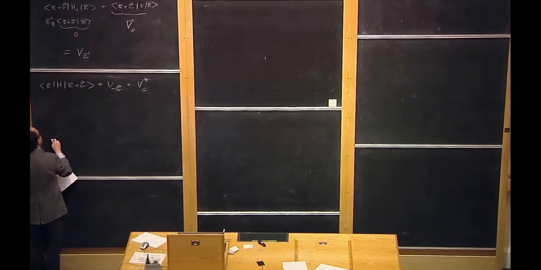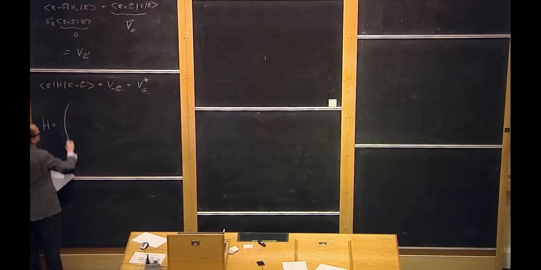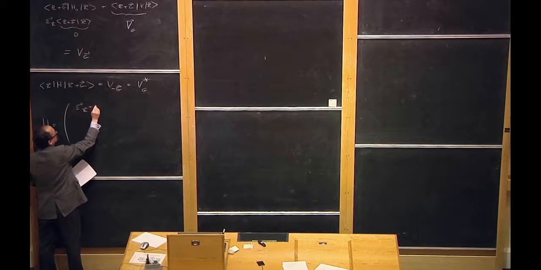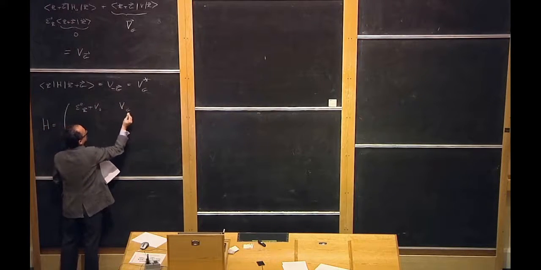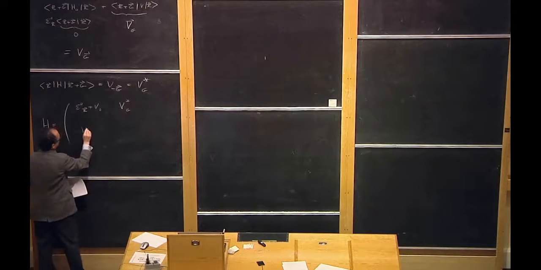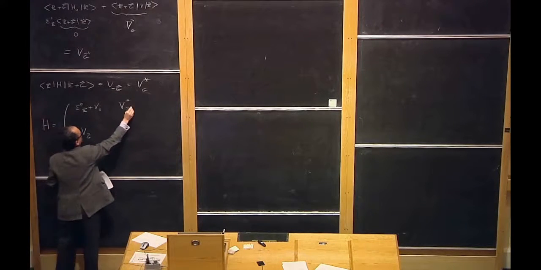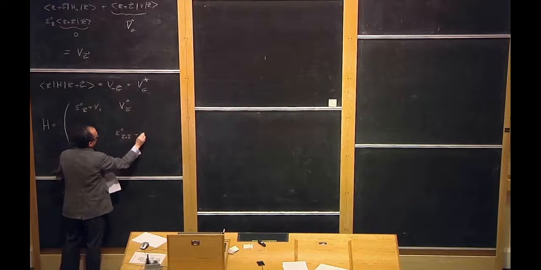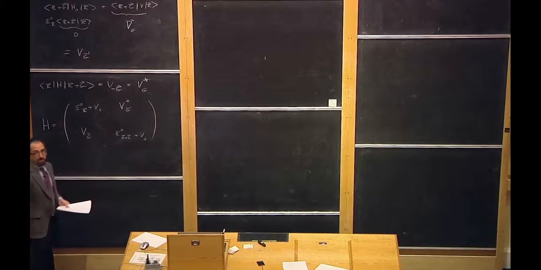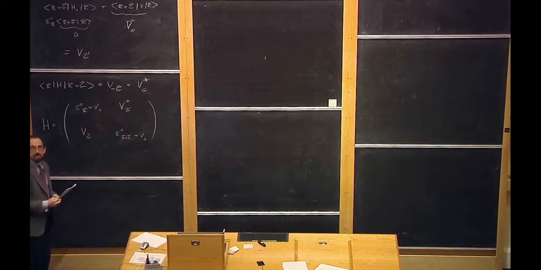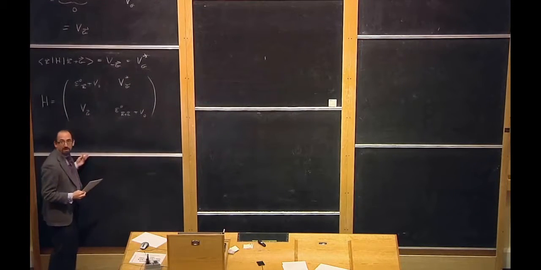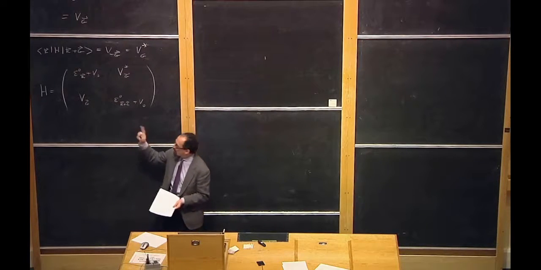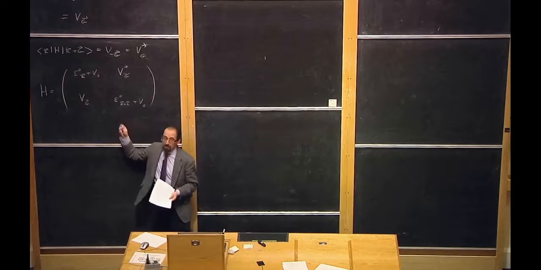So now we have our Hamiltonian, our 2 by 2 matrix we can write down, which is E₀(k) plus V₀, and we have V_G up here, V_G star down here, and E₀(k+G) plus V₀. So far so good? Everyone happy with this? More or less? Did this go by too quickly? Okay, good.